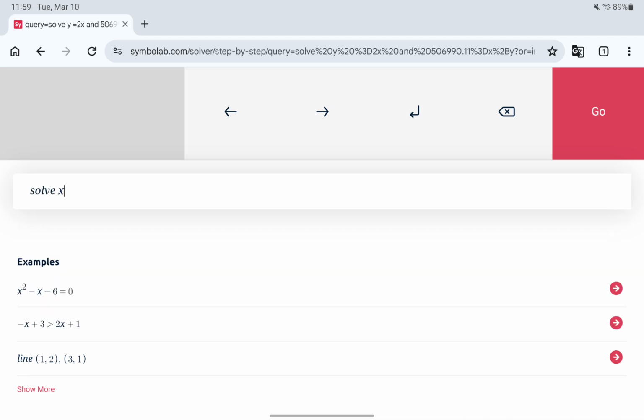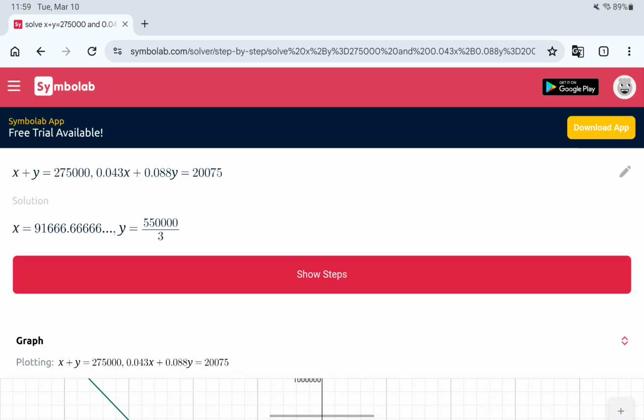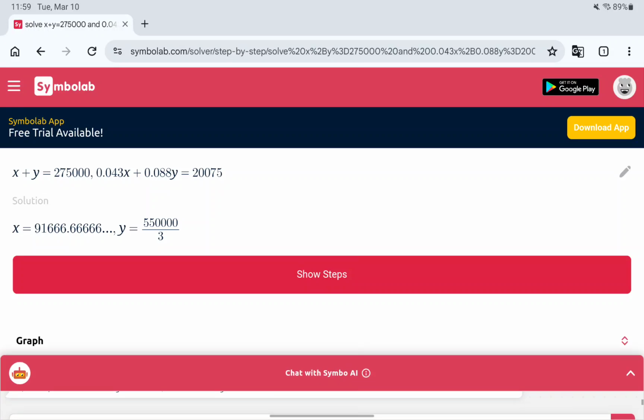So we'll solve x plus y equals 275,000 and 0.043x plus 0.088y equals 20,075. And we'll get our two results here.